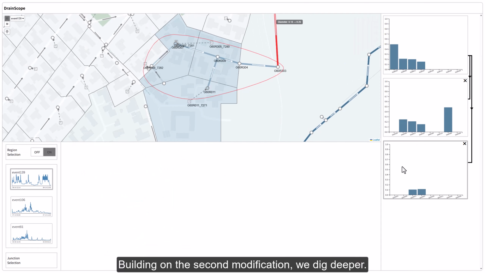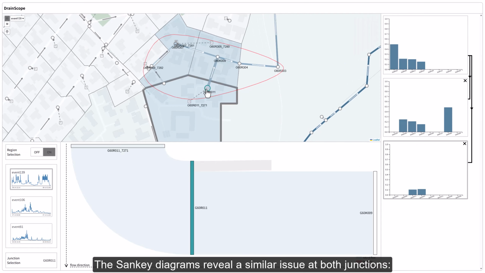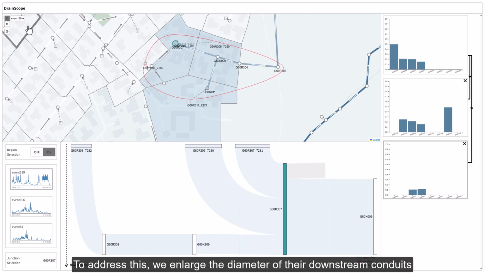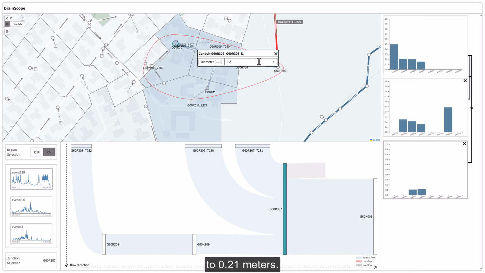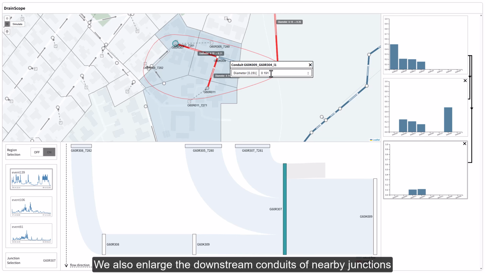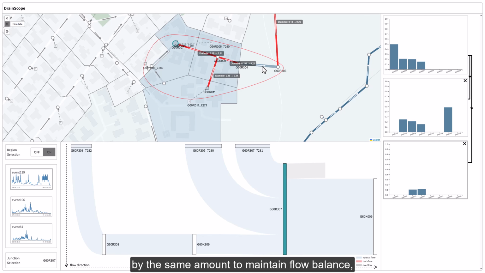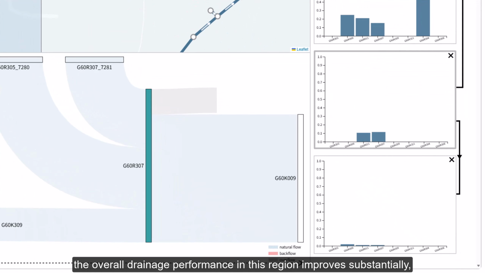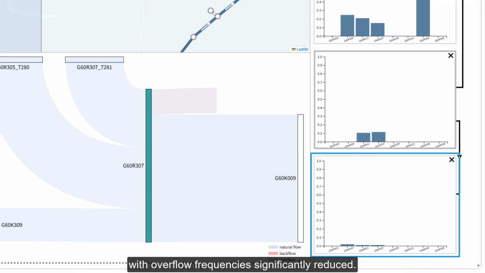Building on the second modification, we dig deeper. The Sankey diagrams reveal a similar issue at both junctions. Inflow exceeds outflow. To address this, we enlarge the diameter of their downstream conduits to 0.21 meters. We also enlarge the downstream conduits of nearby junctions by the same amount to maintain flow balance. After simulation, the overall drainage performance in this region improves substantially, with overflow frequencies significantly reduced.